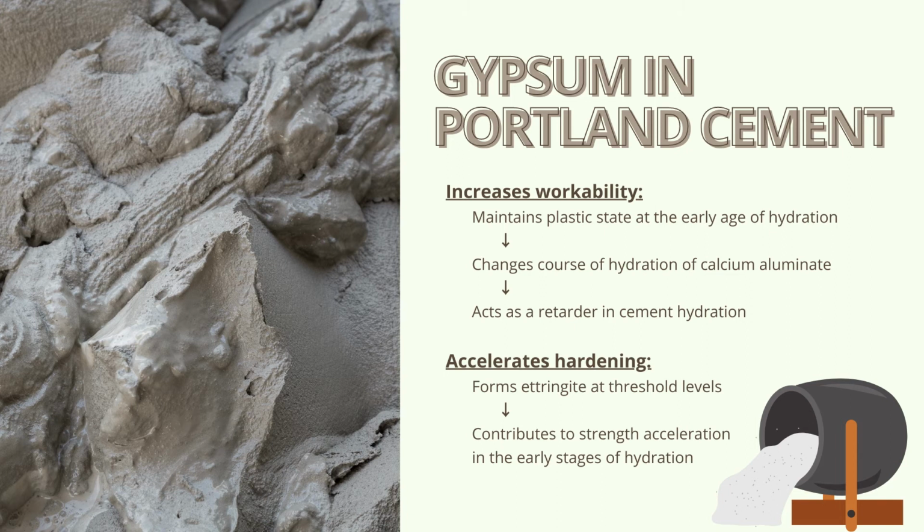First, gypsum in Portland cement. Gypsum plays an essential role in cement. Although it's used in small quantities in the range of 2.5 to 3%, this increases mortar or concrete workability by keeping the cement in a plastic state at the early age of hydration. This is then achieved by changing the course of hydration of calcium aluminate, thus becoming a retarder in cement hydration. Moreover, gypsum also contributes to strength acceleration in the early stages of hydration through the formation of ettringite at the threshold levels, thus accelerating the hardening process.